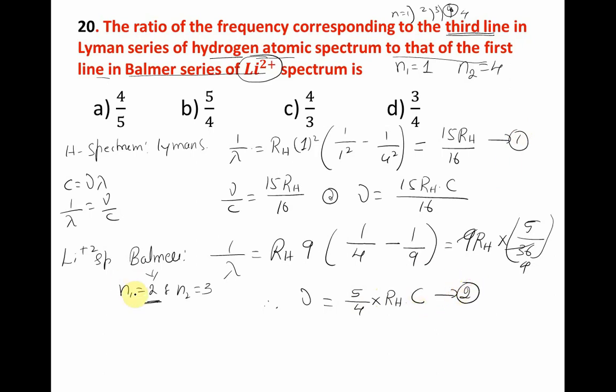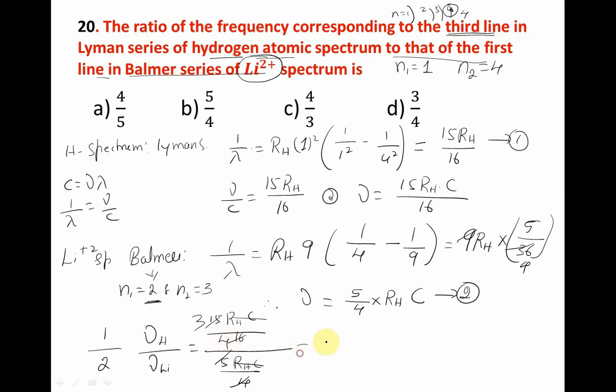Now finally equation 1 divided by equation 2, that is frequency of hydrogen by frequency of lithium, is equal to 15 RHC divided by 16, whole divided by 5 RHC divided by 4. RHC gets cancelled. 5 3s are 15, 4 4s are 16, that is 3 by 4. So we got the answer.